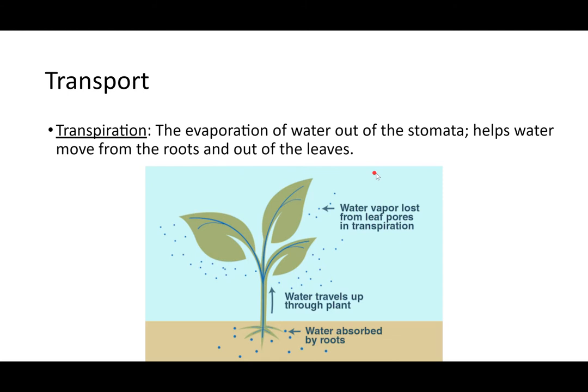So transpiration in plants is the process of evaporation of water out of the stomata. This helps water move from the roots and out of the leaves. We know that water evaporates, but when water evaporates specifically from the leaves of plants, we call this transpiration.